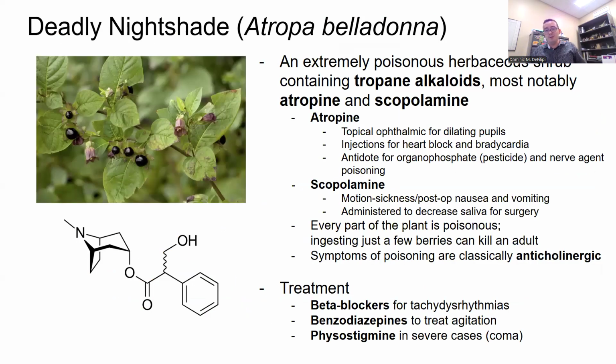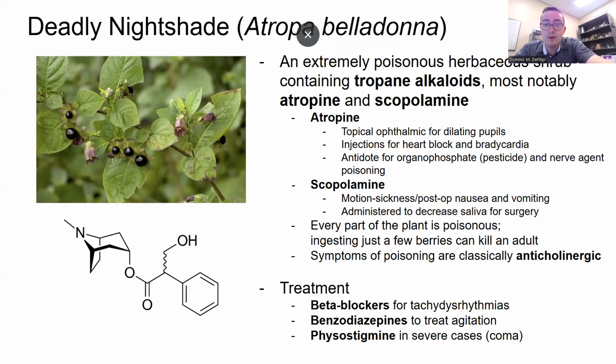So let's start with the mother of all anticholinergic poisons, deadly nightshade or Atropa belladonna. This is probably the most famous of all poisonous plants, and it is a really nasty little plant. You see it has these pretty little purple flowers along with these berries, which can look enticing if you don't know what it actually is. It's an extremely poisonous herbaceous shrub. Contains tropane alkaloids, most notably atropine and scopolamine, which are medications within themselves.